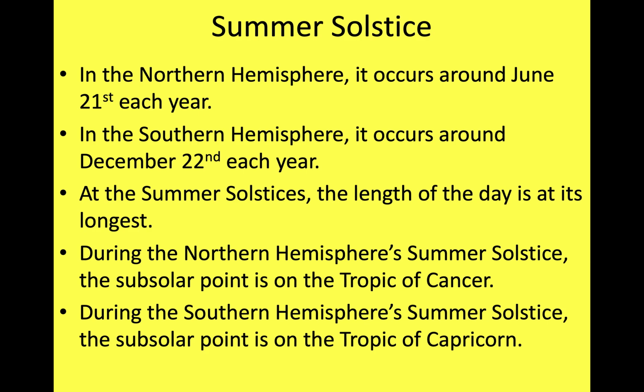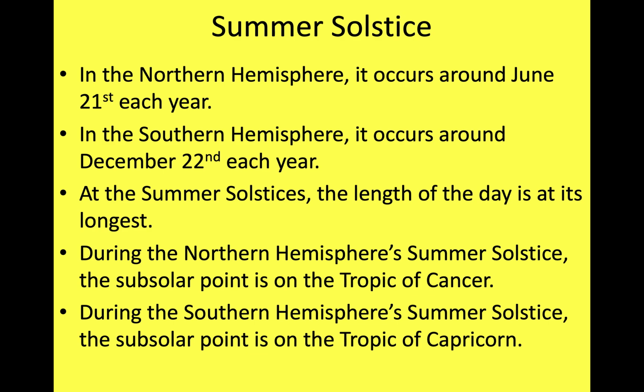Okay, the summer solstice. In the northern hemisphere, the summer solstice occurs around June 21st each year. Again, maybe a day or two earlier or a day or two later, but always somewhere around June 21st. In the southern hemisphere, it occurs around December 22nd each year. At the summer solstices, the length of the day is at its longest. You've probably noticed this during summertime, that during summer, the days are a lot longer than they are during winter.